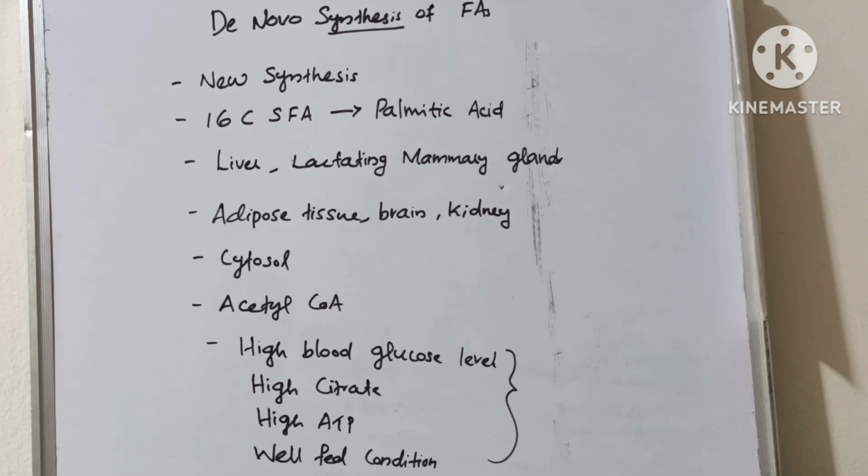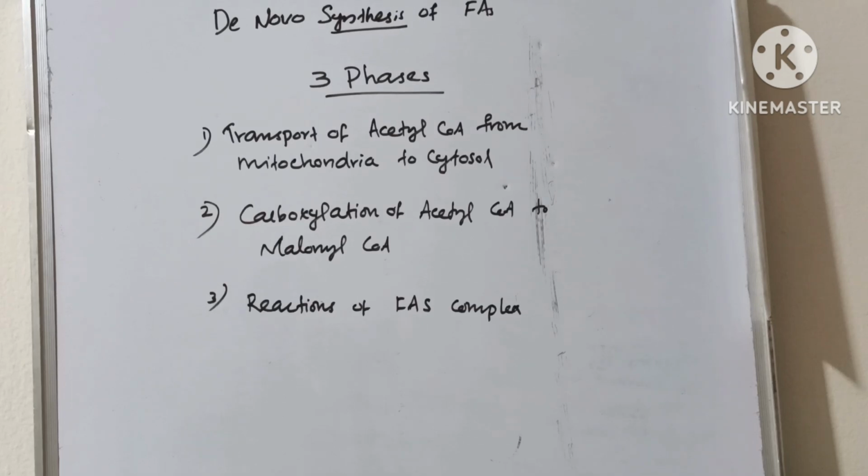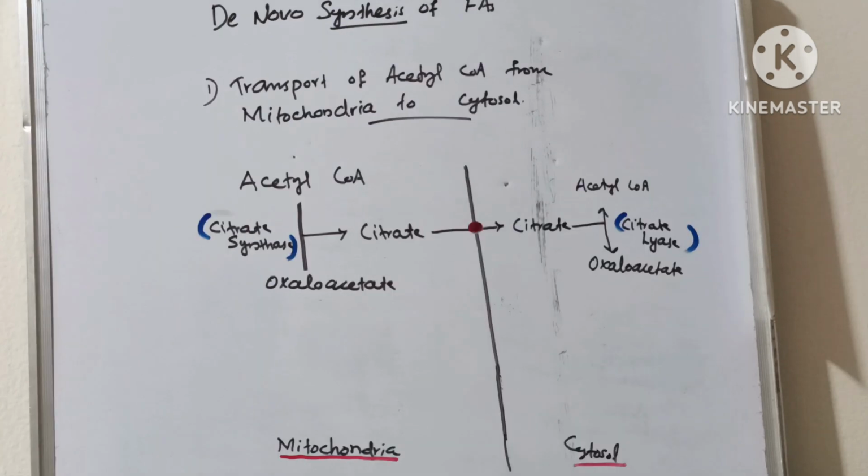In conditions like high blood glucose level, high citrate, high ATP and in well-fed condition, the synthesis of fatty acid is favored. Fatty acid synthesis occurs in three phases. First phase is transport of acetyl-CoA from mitochondria to cytosol. Second phase is carboxylation of acetyl-CoA to malonyl-CoA. And the third phase is reactions of fatty acid synthase complex.